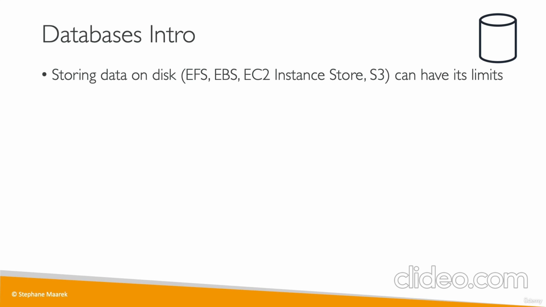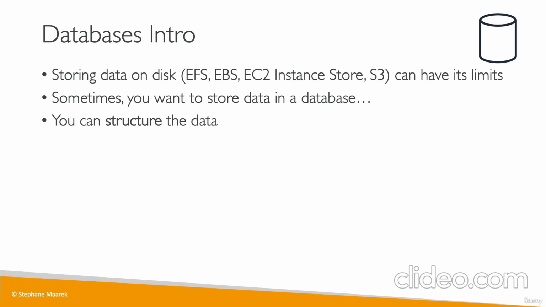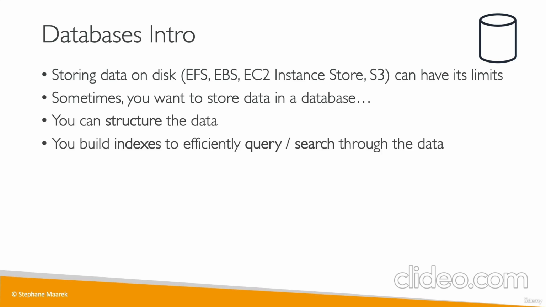If you want to store data in a structured way, you may want to store it in a database. And this structure is going to allow you to build indexes and to efficiently query or search through the data. So while with EFS, EBS, EC2 Instance Store, and Amazon S3, we can do per-file operations, with databases, it's going to be a lot more structured. We can define relationships between your data sets.